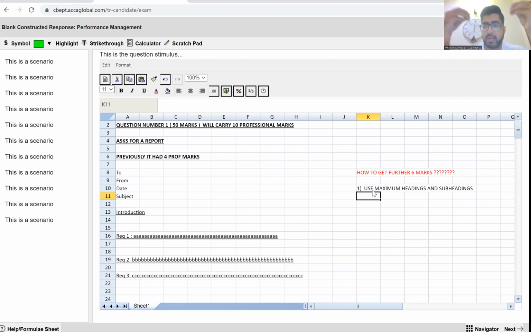For a report to gain 4 professional marks: to, from, date, subject, introduction, 4 requirements, 4 headings. If it's a calculation requirement, appendix. If it's a discussion requirement, right there, you get 4 marks. How to gain further 6 marks? Because now in question number 1, the professional marks will be 10. He has clarified, use maximum headings and subheadings. Now you need to put as many headings and subheadings as you can in your report.